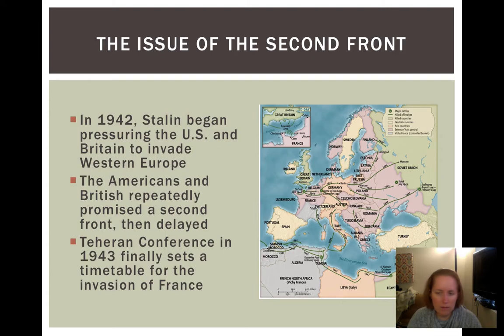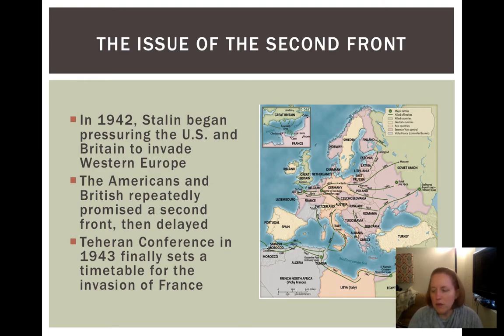Roosevelt finally sets a timetable. He says, we're going to invade in the spring of 1944. This is going to happen. Stalin is kind of appeased at this, and he seems to be kind of satisfied, after the Allies demonstrated that they were willing to meet the Soviets halfway. And the issue of the Second Front is basically resolved in 1943.